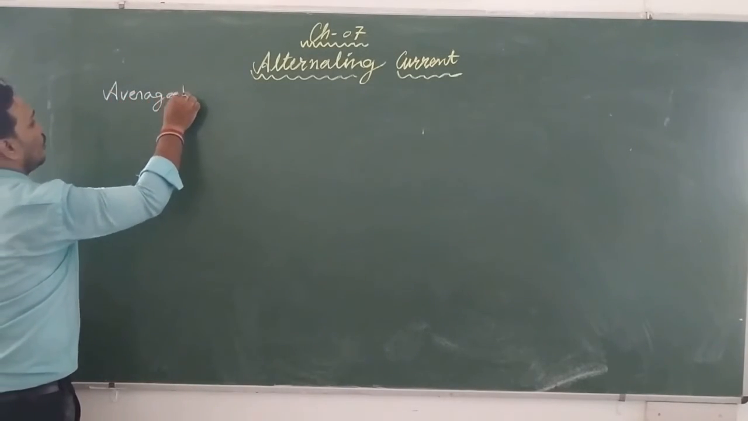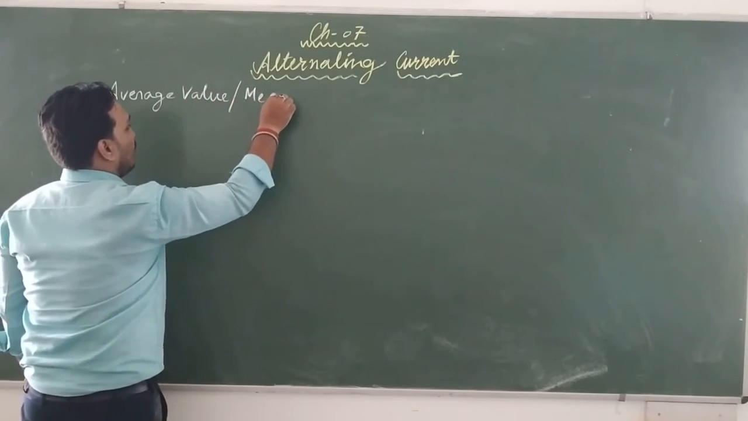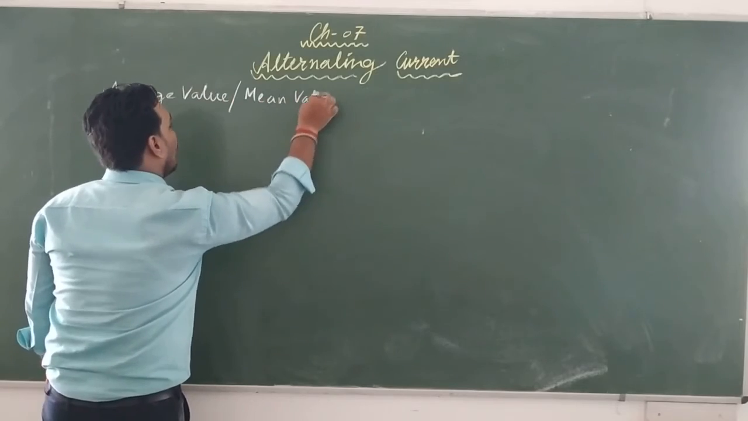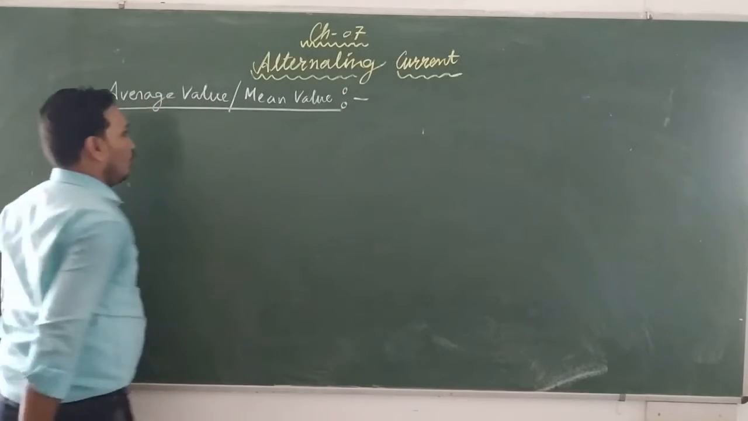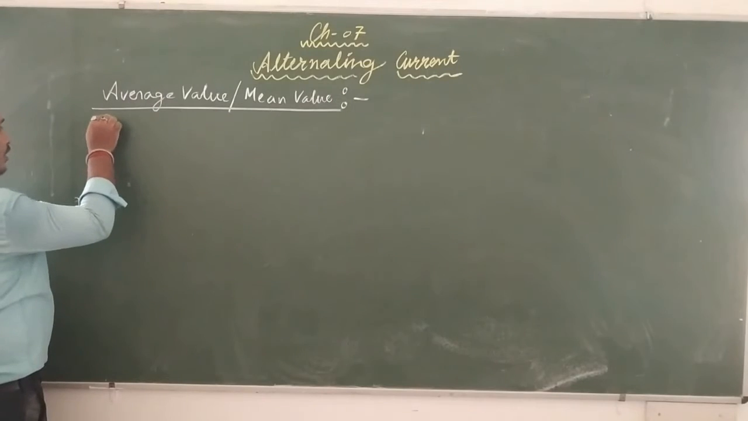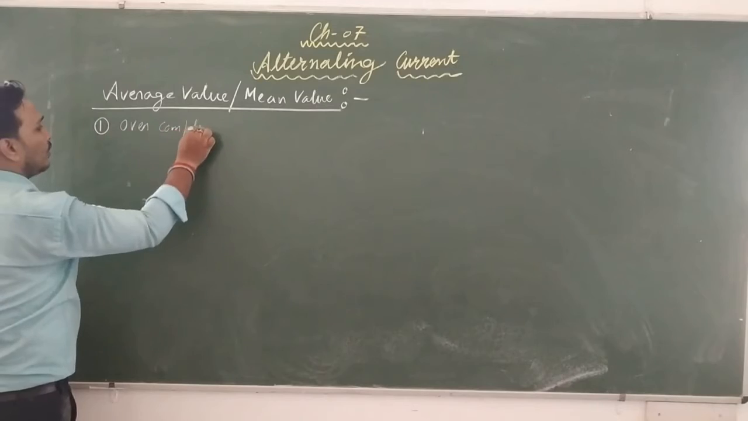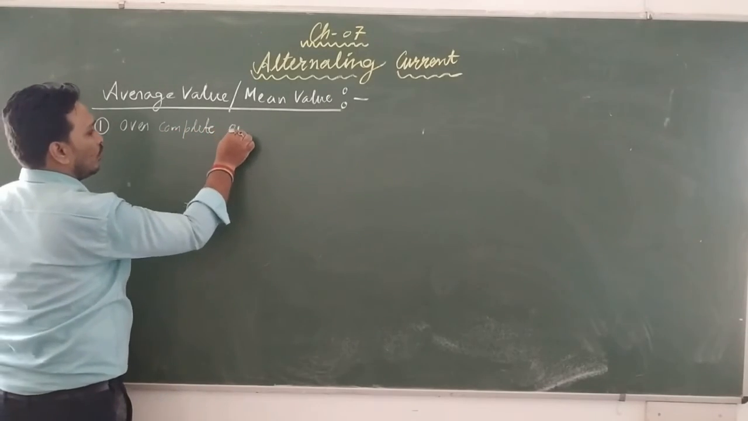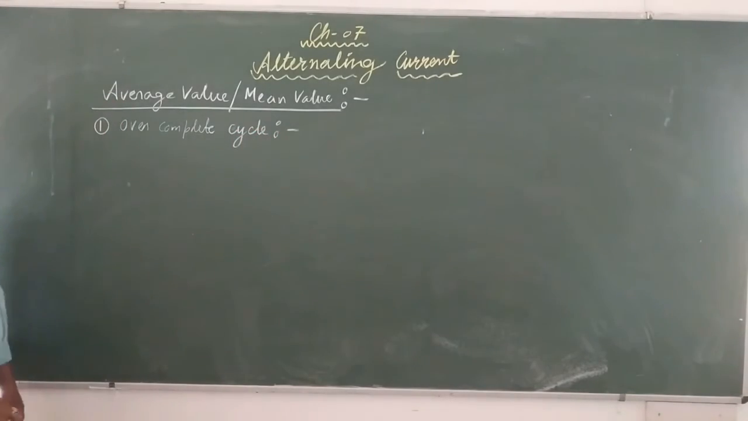Average value. It is also called mean value. I am doing it for alternating current. You have to do it for EMF. Okay, the procedure is the same. It is calculated in two cases. The first one is over a complete cycle. How this average value or mean value of alternating current is defined, let us see.